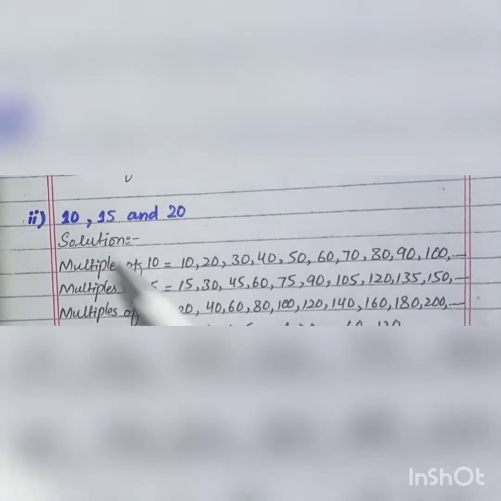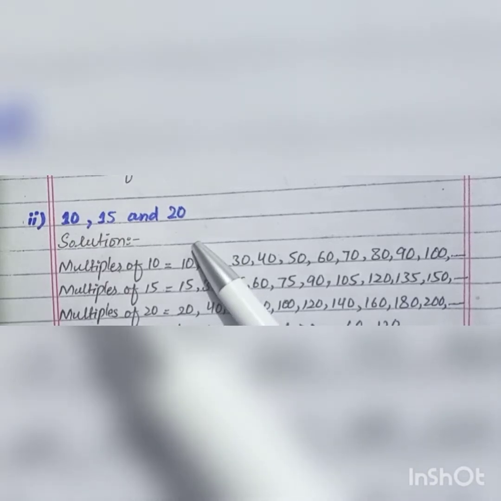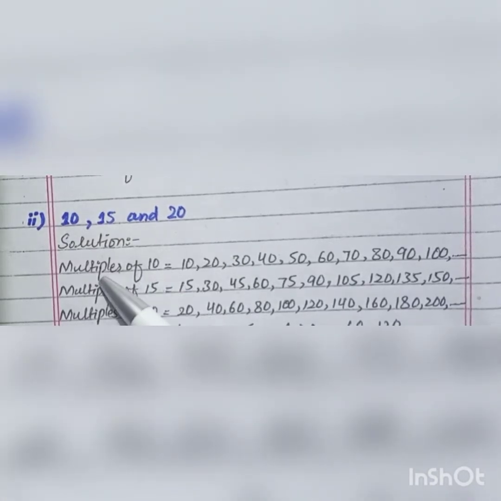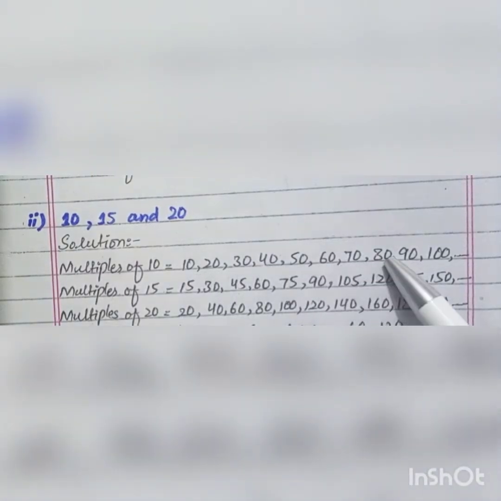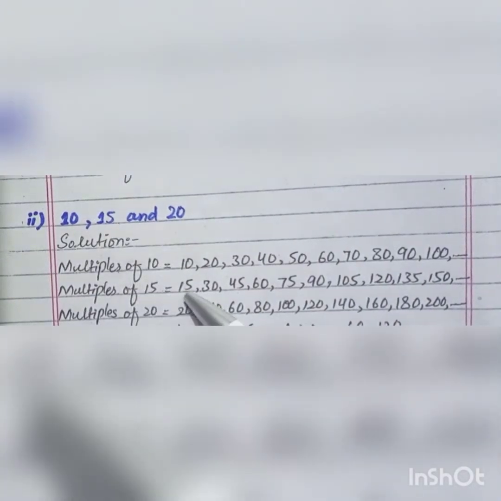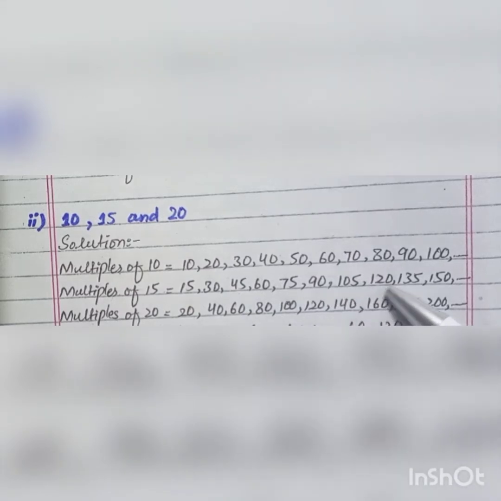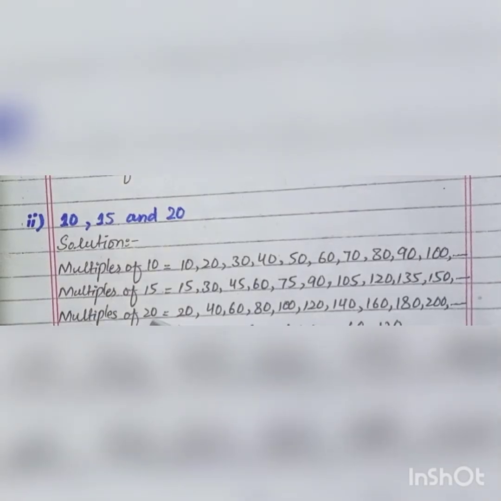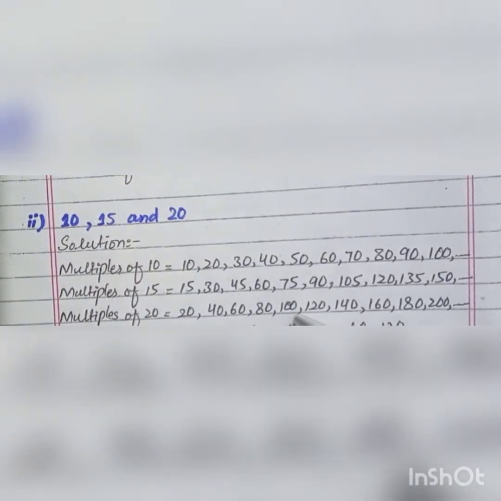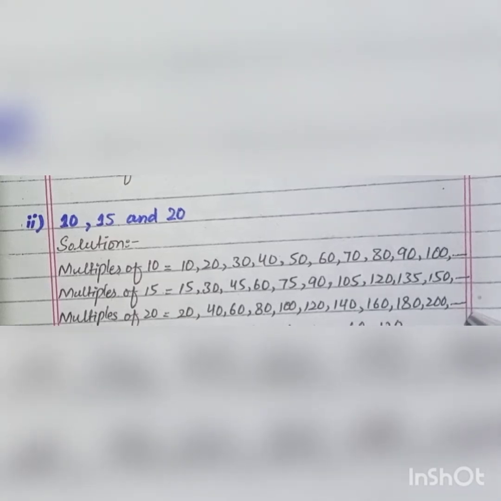Now students, let's see part number 2, that is 10, 15 and 20. We have to find LCM by common multiple method. So first of all, multiples of 10 are 10, 20, 30, 40, 50, 60, 70, 80, 90, 100 and so on. Also multiples of 15 are 15, 30, 45, 60, 75, 90, 105, 120, 135, 150 and so on. Now the multiples of 20 are 20, 40, 60, 80, 100, 120, 140, 160, 180, 200 and so on.